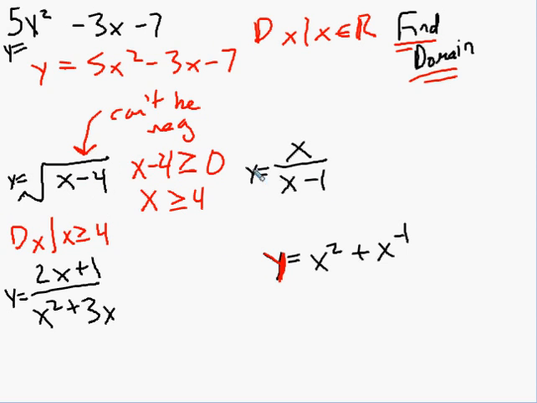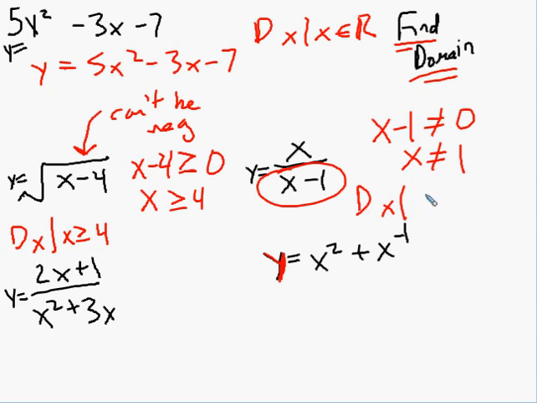Alright, this one is a rational right here on the right. And so I'm going to look at my denominator. I'm going to say x minus 1, that can't be 0, or I have a problem. So I'm going to solve that. X cannot be 1, so I say my domain is x such that x is not 1. Do my little squigglies.